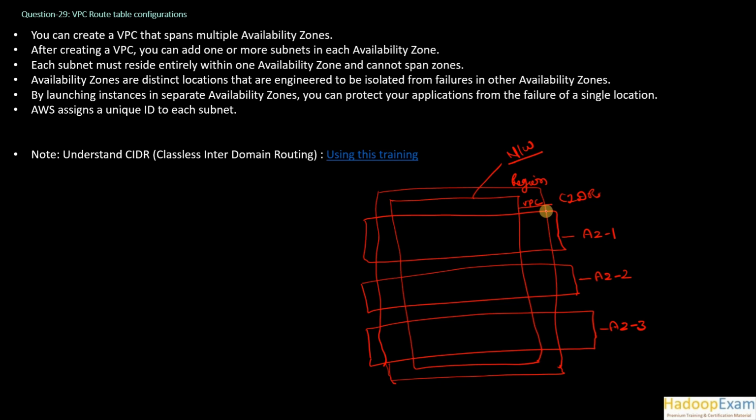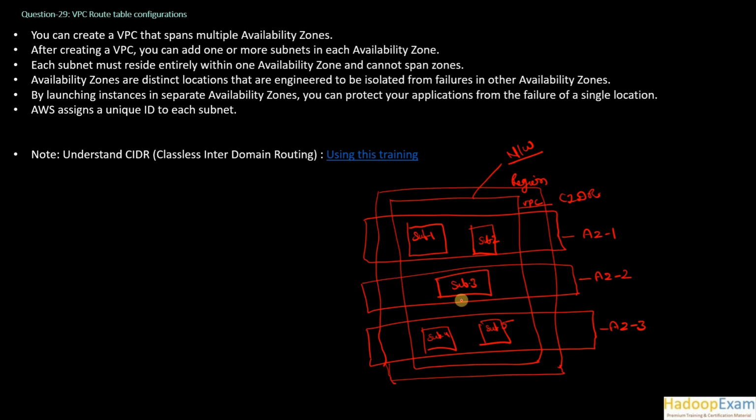After creating a VPC, you can add one or more subnets in each availability zone. If you create two subnets here, a subnet cannot cross the boundary of an availability zone. So this is, let's say, subnet 1, this is subnet 2. Here you can create subnet 3, and here subnet 4 and subnet 5. That is where you can design your network, basically. Each subnet must reside entirely within one availability zone and cannot span zones.